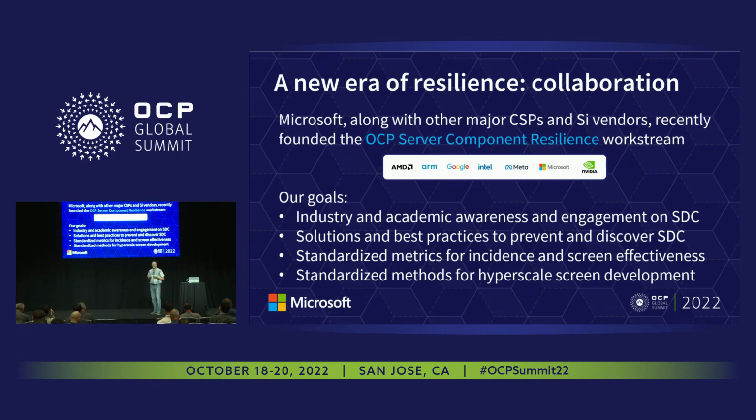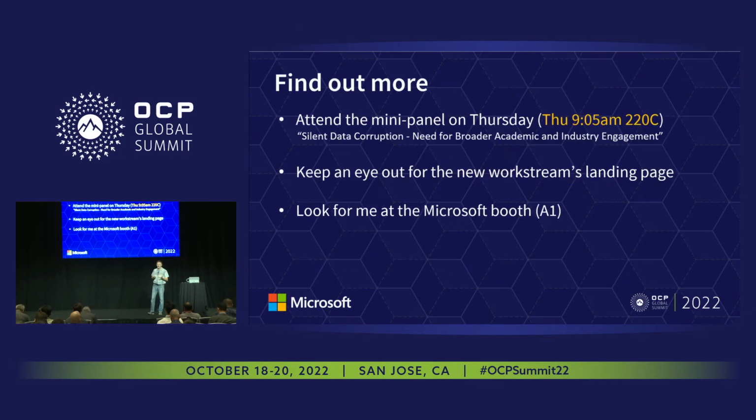And the last thing that we need is standardized methods for hyperscale screen development. A lot of the improvements will come from experimentation, but how do you do experimentation if you need extreme scale and you can only find bad parts to experiment on when you have extreme scale? Well, we need a way to enable that. So what the workstream is talking about doing is trying to find a way to have researchers package up tests and be able to run them in a hyperscale environment against known bad parts to see which defects they can find, see how fast they can find them, and thereby judge the effectiveness of screen development.